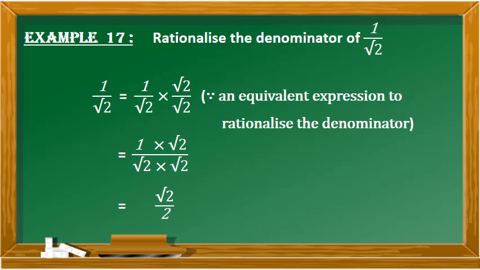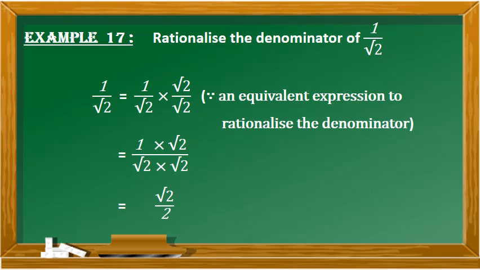Example 17 is rationalize the denominator of 1 by square root of 2. Now in this fraction, the denominator is an irrational number, so you have to rationalize it. Multiply the numerator and the denominator with square root of 2. So you get 1 by root 2 into root 2 by root 2, which is an equivalent expression.